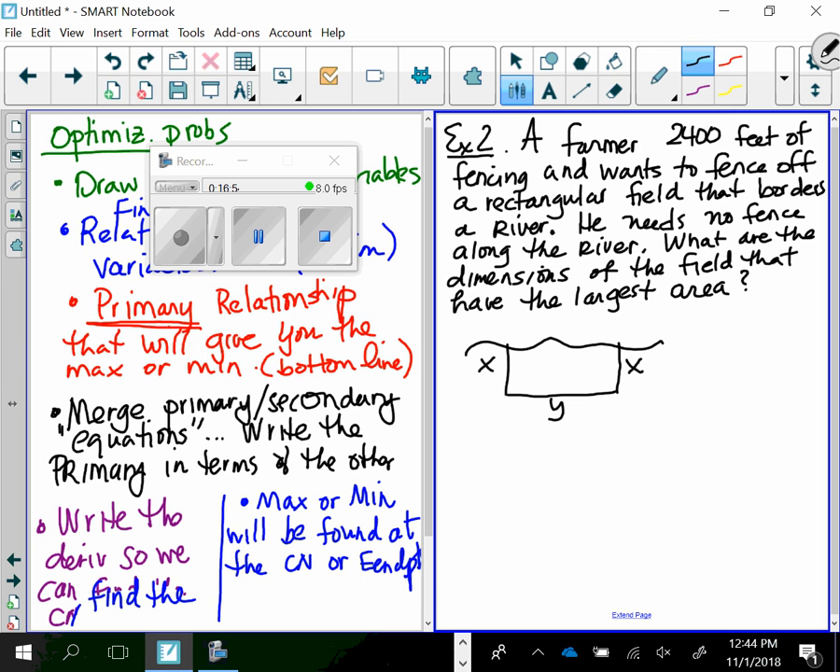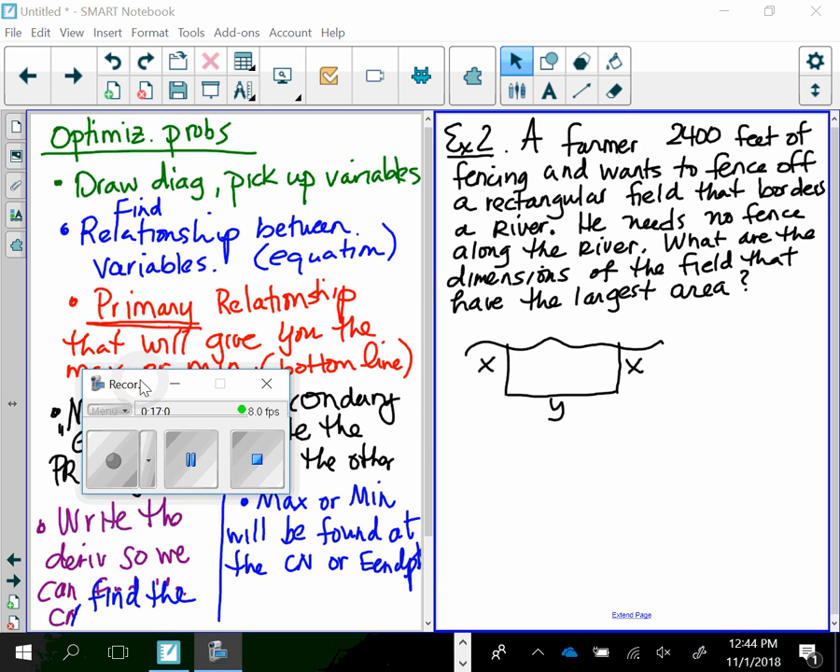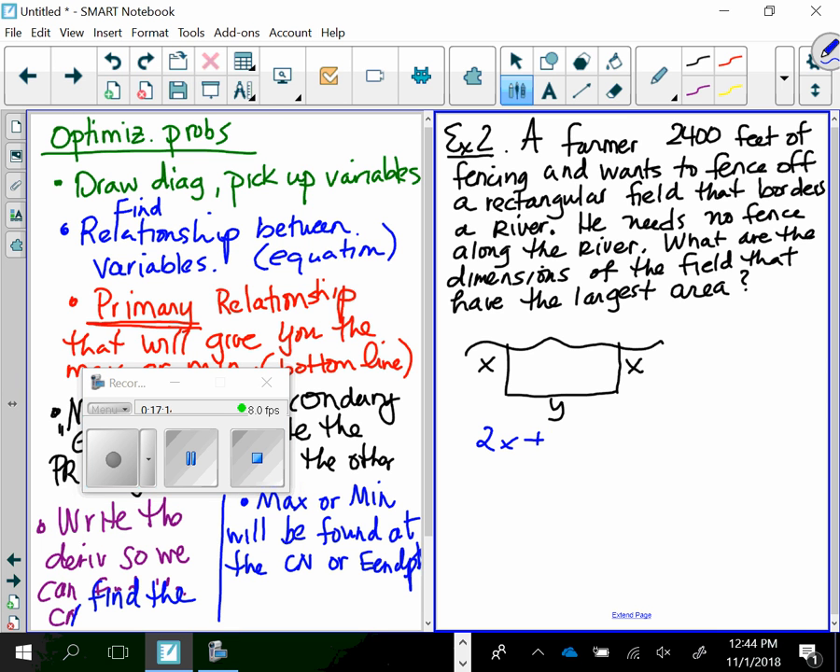Now what? Figure out my relationship equation. What do I know? I got 2,400 feet of fencing, right? So what does that look like with my x's and my y's? 2x plus y equals 2,400. That's my secondary equation, but I like to find that first. It's secondary because it's not what I really want. That's just what I know.